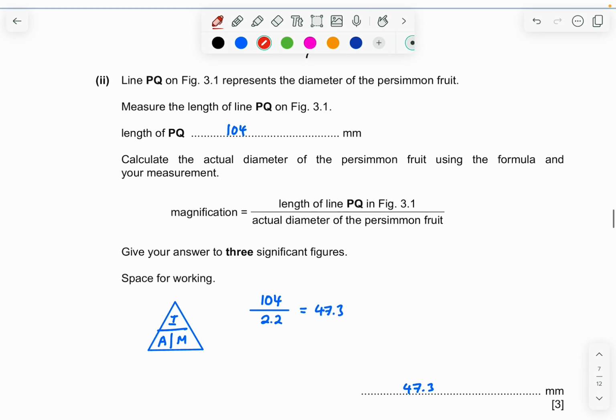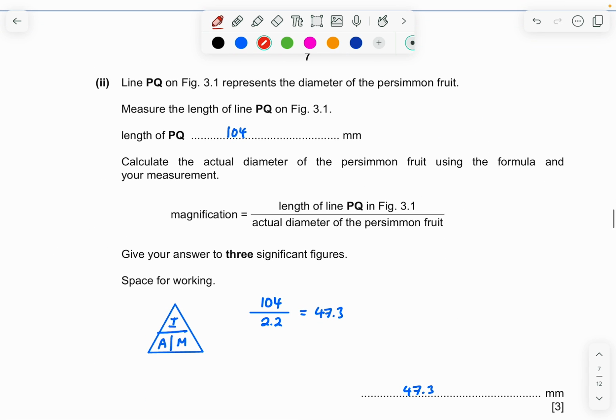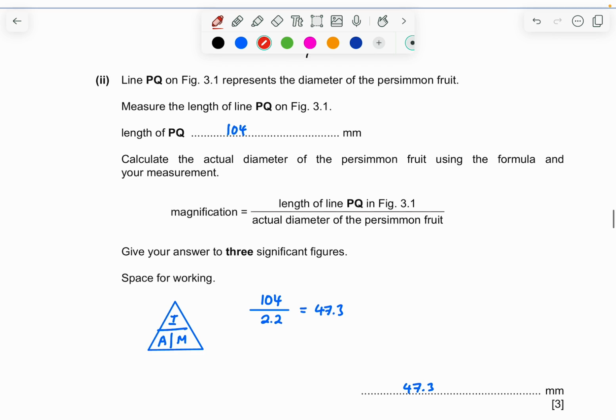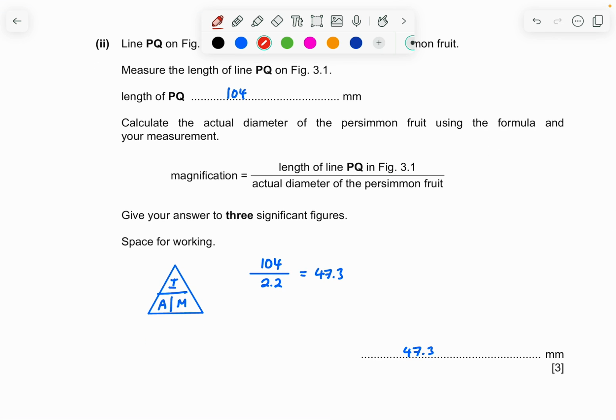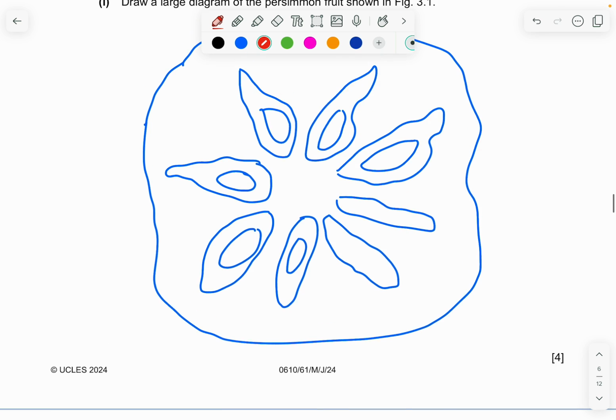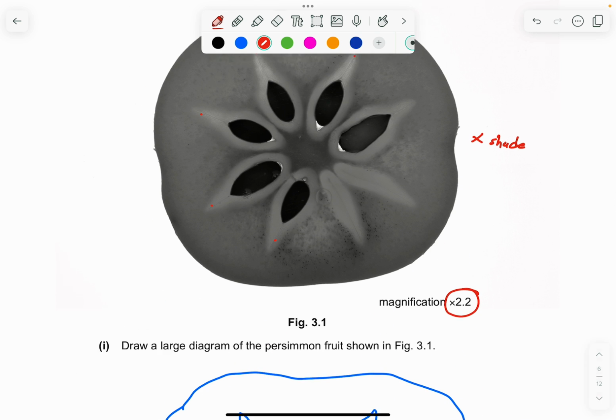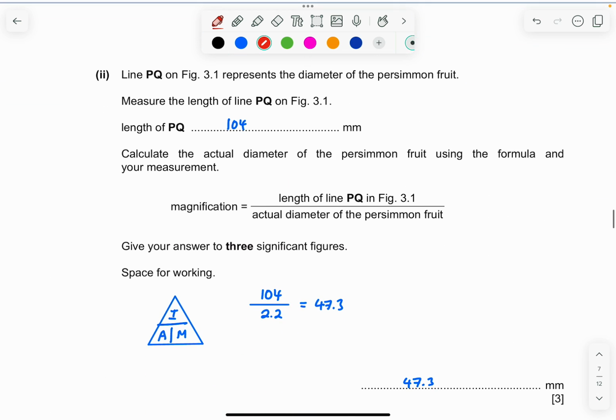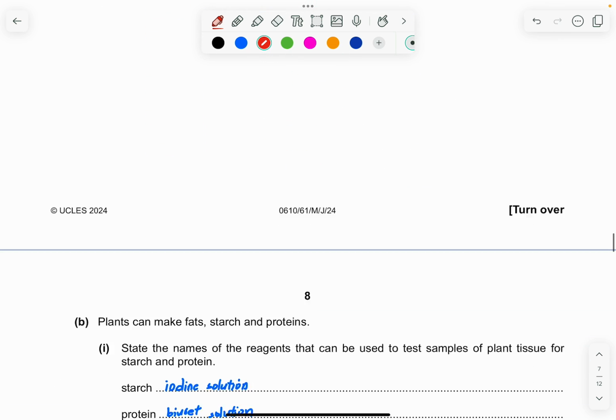Okay, part 2 is a magnification question. They say line PQ on figure 3.1 represents the diameter of the persimmon fruit. Measure the length of the line PQ in figure 3.1. So I got 104 millimeters. Then you can just calculate the actual diameter of the persimmon fruit using the formula and your measurement. So I use I over M. You just take I, which is the image length, divided by the magnification, which can be found here. So you're going to get an actual length of 47.3 millimeters.